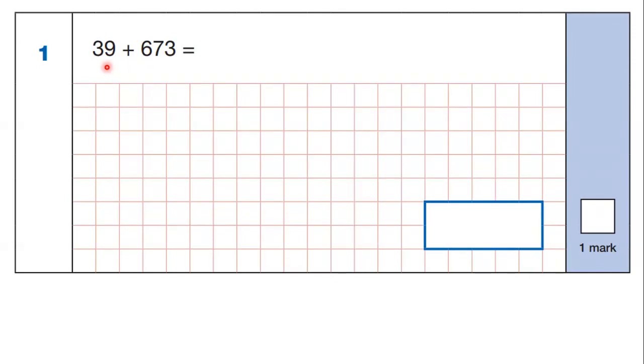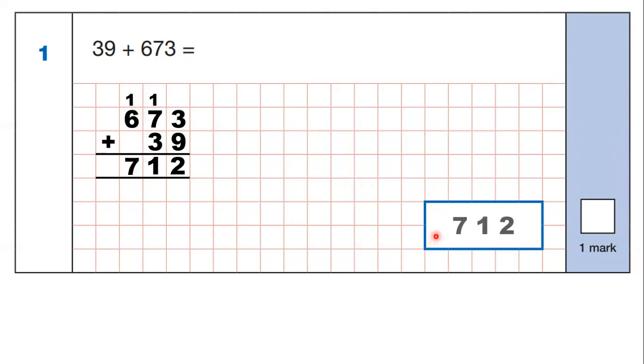Question 1. 39 plus 673. One way to do this is to set it out as a column addition, and then 3 plus 9 is 12, so 1, 2. 1 plus 7 plus 3 is 11, so 1, 1. And 1 plus 6 is 7, so our answer is 712. But to save time, you could try to do this mentally.